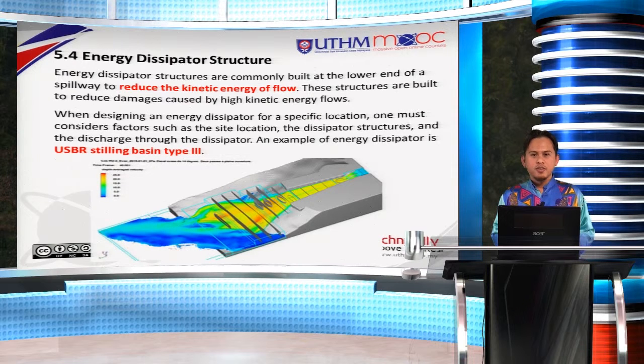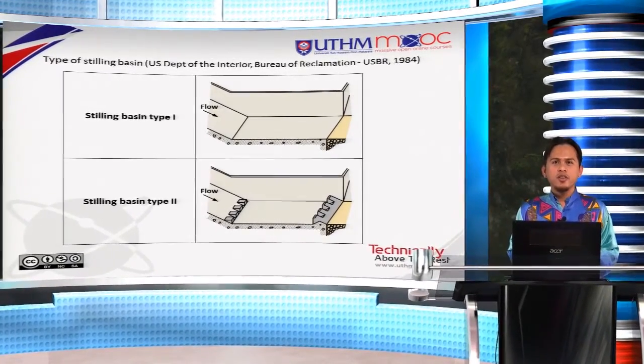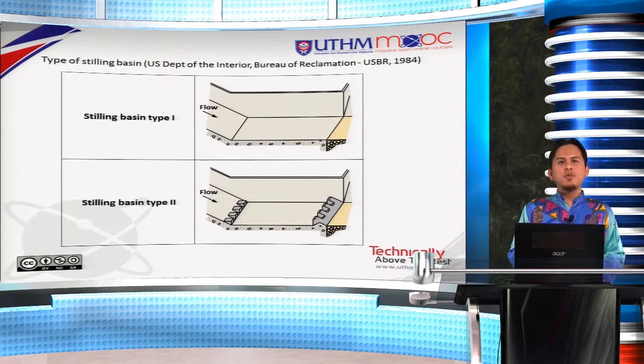The bottom figure shows the modeling of how the energy dissipator structure has been used to reduce the power, or kinetic energy, of the flow to the downstream. As you can see, the various colors on the modeling show that the power at the upstream has been reduced to the downstream. USBR stands for US Department of the Interior Bureau of Reclamation. The Stilling Basin that will be discussed in this topic is based on USBR 1984, published by the US Department of the Interior Bureau of Reclamation.